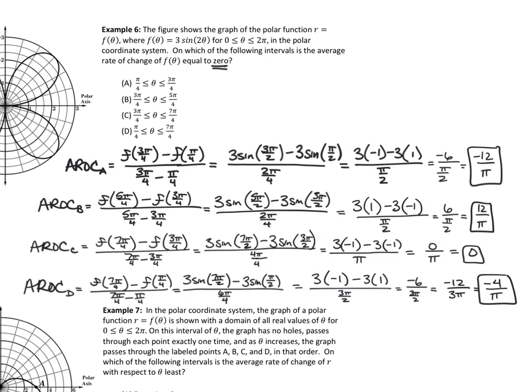Obviously, I upload my notes to Google Classroom, but you know the drill. So we wanted to answer which of the following intervals is the average rate of change equal to 0. So which answer choice should I pick? C. Now that was a lot of work, and I understand that.